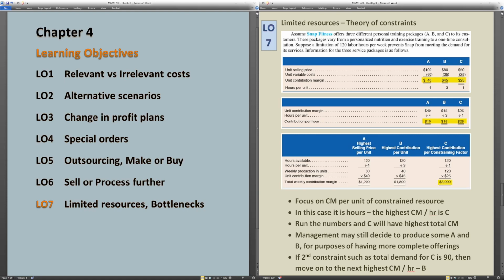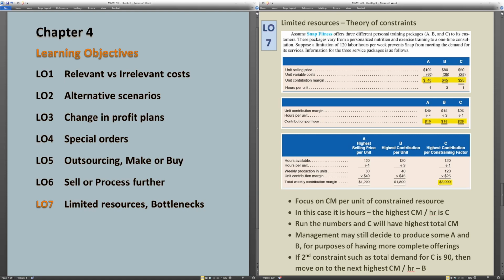And even though each time we make a unit and sell it, it's individually worth more, we can produce a lot more of the cheaper one and still make more money by producing all of C. And we look at chart 3, or table 3, to see that.